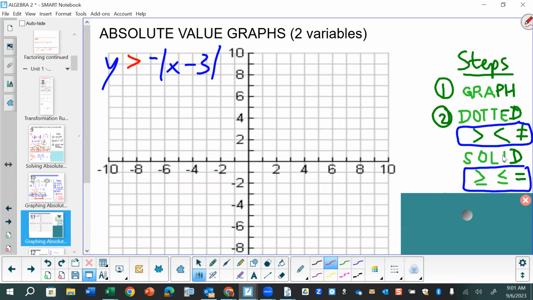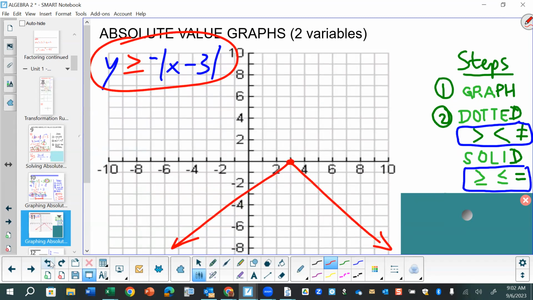So here's your original prop right here. All right, we already said flip it, slide it, solid or dotted. It has an equal sign, so we keep it solid. Okay, if it didn't, you would have drawn this. Okay, this time though, it had an equal sign. So we're gonna make it solid. Okay. And the last is the shading.